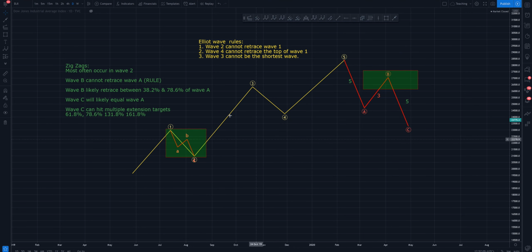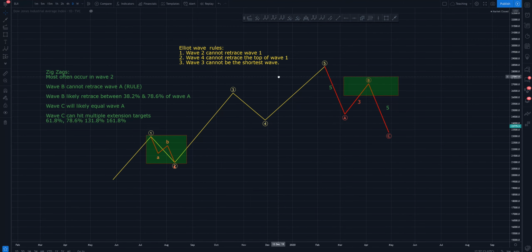The next rule we're going to observe is wave B cannot retrace wave A. Now I said rule for a reason. B cannot come back beyond the start of where A began. This is a strict rule. If this occurs, you are not observing a zigzag. You are likely observing either a running flat or an expanded flat pattern.